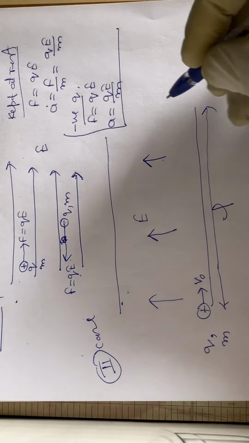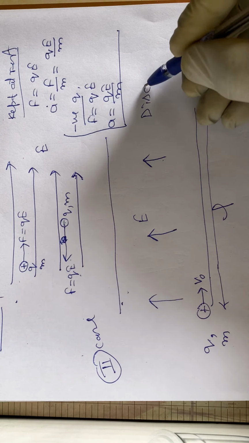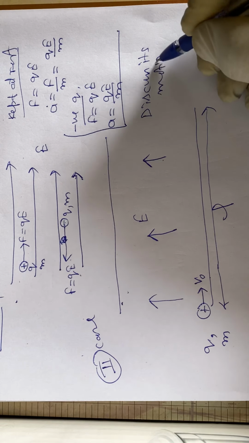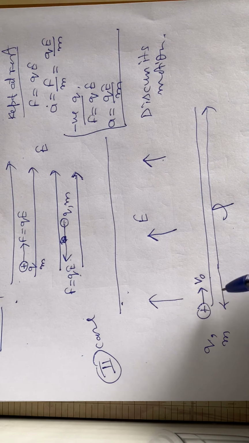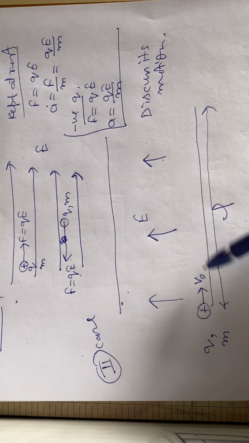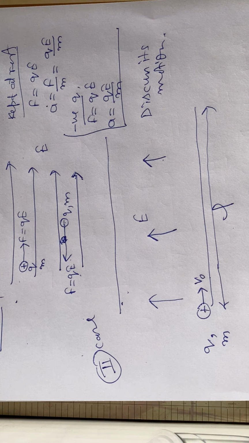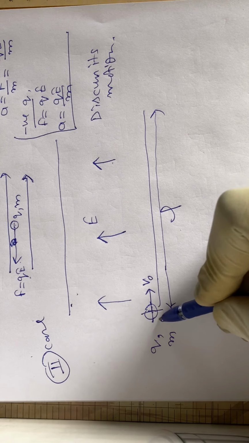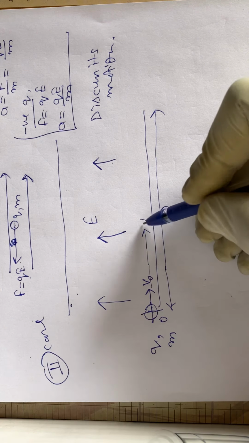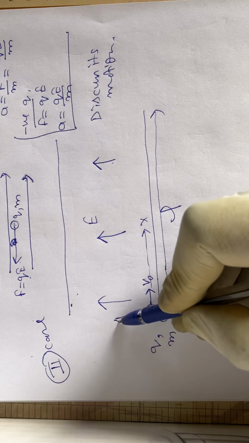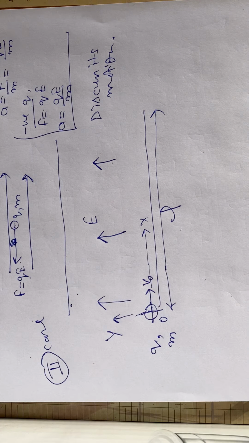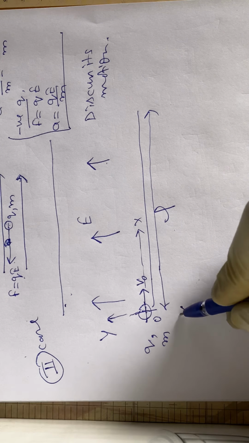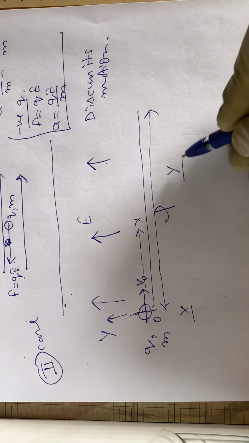Now I have to discuss its motion. How will it move, what will be the velocity after covering L distance, what will be its path? So how will we do it? First, let's define this as the origin and take this as the x-axis. Take this to be the y-axis. So first define what things are given for the x-axis and for the y-axis.